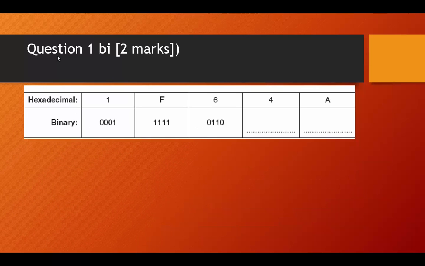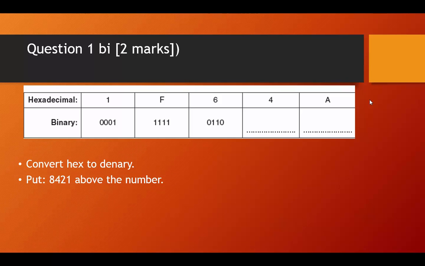Question 2, a straightforward question. It's 2 marks. It's converting from hexadecimal to binary. So we've got the number 4 and then the letter A, and we have to represent this in binary. So we know that 4 binary digits, or 4 bits, make 1 hexadecimal character. So we start off with a simple step. We put 8421 above each hexadecimal number, and then we try to make that number.